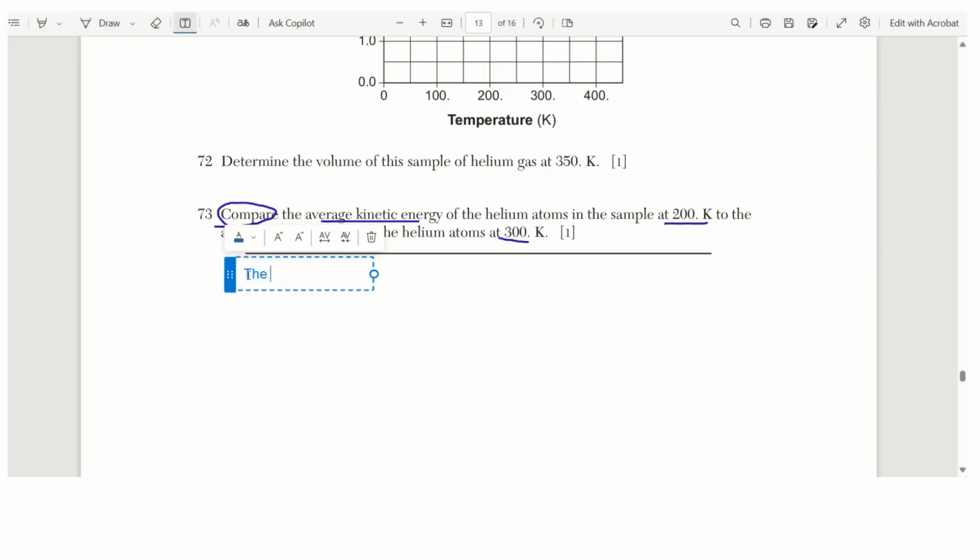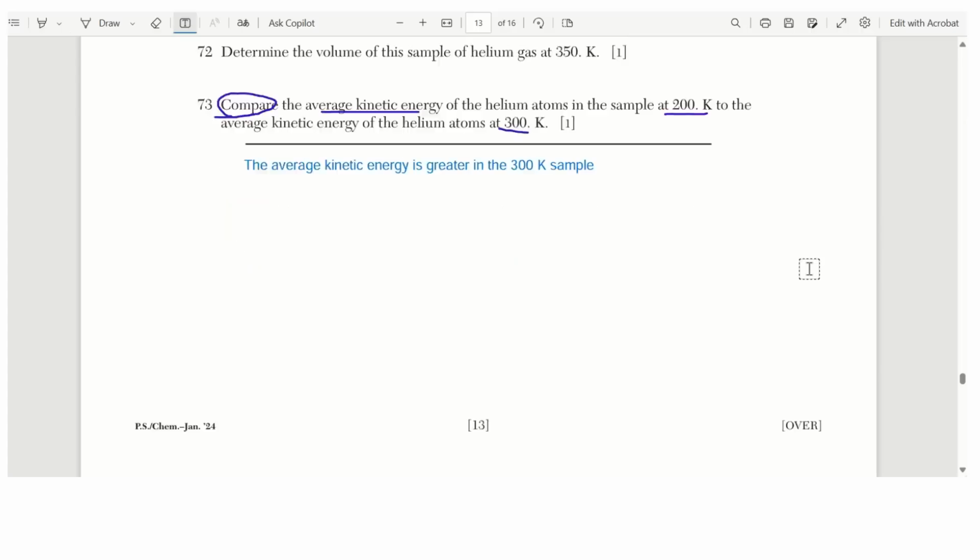So the average kinetic energy is greater in the 300 K sample, right? Because it has a higher temperature. That's it. That's all I got to say. I mean, you could word it a different way. Say the average kinetic energy is less in the 200 K sample. There's more kinetic energy in the 300 K sample, right? There are lots of ways to word it, but that's really the answer.